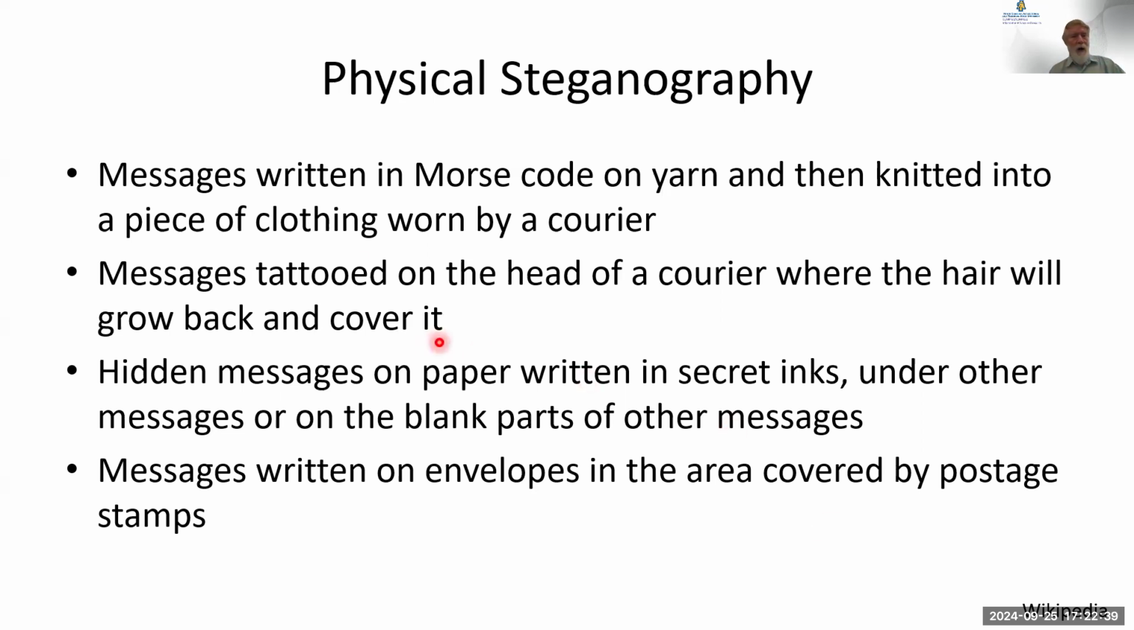Another ancient one: tattoo the message on the head of your courier, where their hair will grow back and cover it. When the courier gets to the other side, they shave his head and read the message. Secret inks: what kid hasn't tried to write something in secret ink? Lemon juice works really well. Then you heat it up and it shows. Or write on the upper right-hand corner of the envelope and then cover the message with the stamp. All sorts of ways to do this.